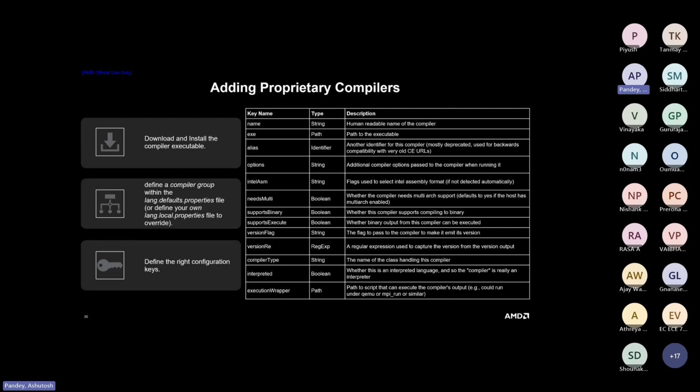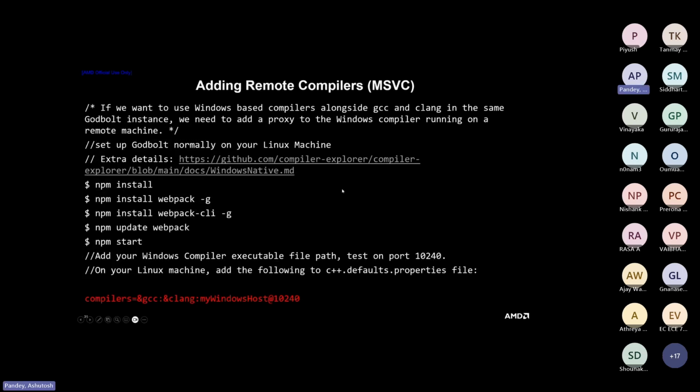So let's say you want your own proprietary compiler to be hosted on godbolt.org, but you want to disable, say, LLVM output or binary output, you can do that. You can disable binary, you can disable execution, you can set version flags, you can set the compiler type and the execution wrapper. So if you want to add a remote compiler, like let's say you have a Windows compiler and a C++ compiler and you want to be able to access them through one Godbolt instance.